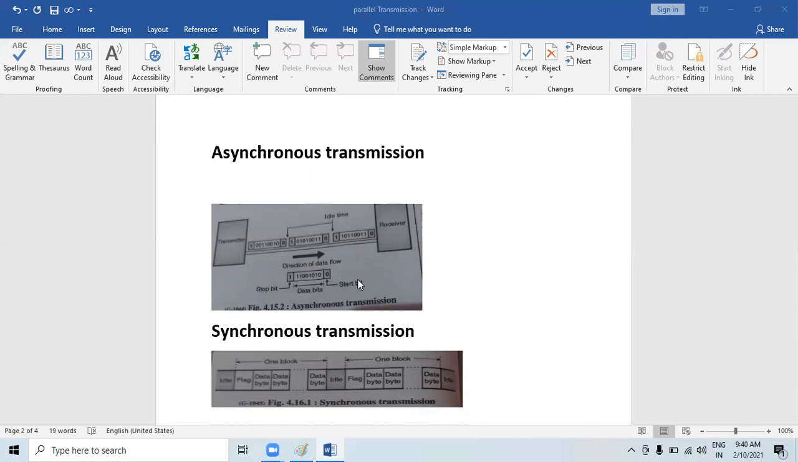However, within each byte, the receiver should still be synchronized with the incoming bits. This means some synchronization is required only for the duration of a single byte, in response to the start and stop bits. This you can see here.